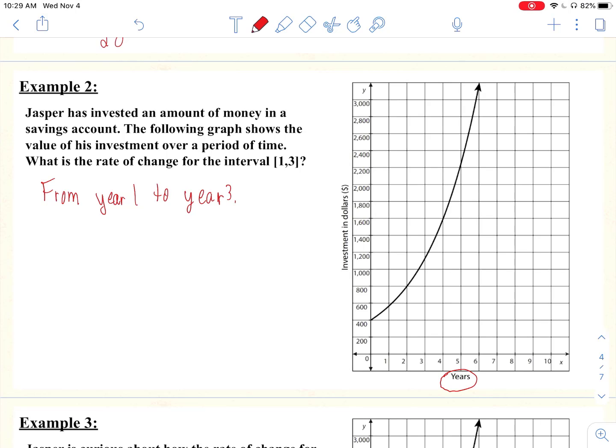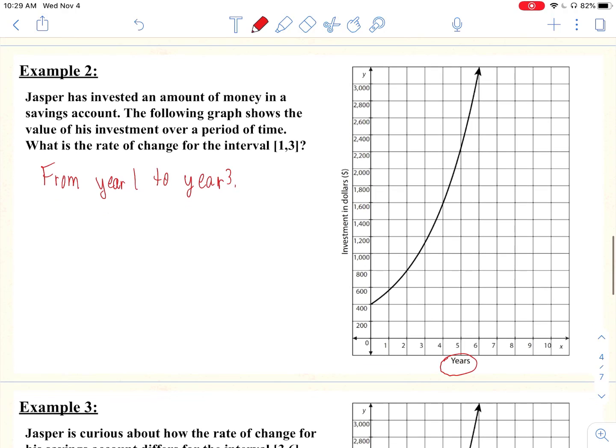To do that, we need to find our starting point and our ending point of this interval. Our starting point, we're going to go to 1 on our x-axis, and we're going to go up until it hits our line. And here we're going to have to estimate. Well, I know right between 400 and 600, that's going to be 500. And it's slightly above that. So I'm going to say our first point is 1, comma, 500.